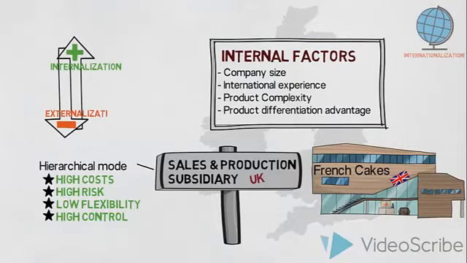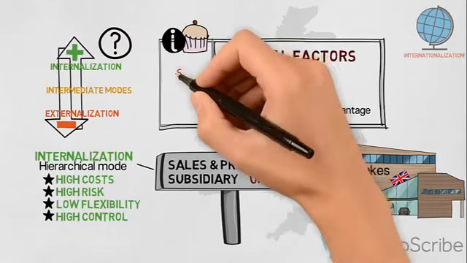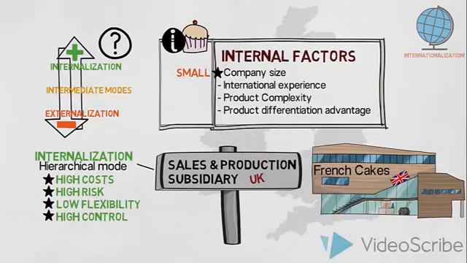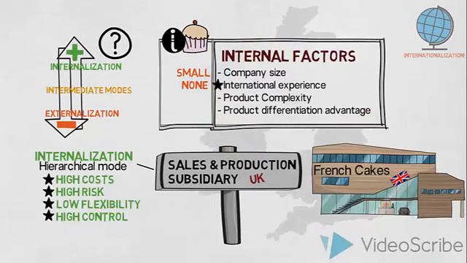Let us use this visual as we evaluate French Cake's internal factors. And let us see if this will indicate a move towards internalization, as French Cakes are considering. French Cakes is a small company. Their resource availability is low, and therefore a large investment would be risky. They have no international experience. Making use of an external partner's expertise might prove advantageous.